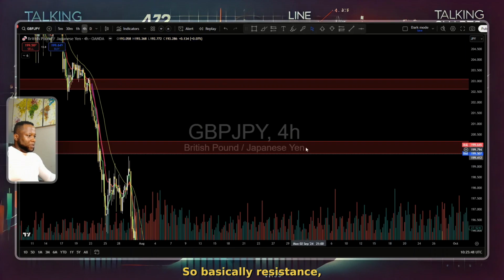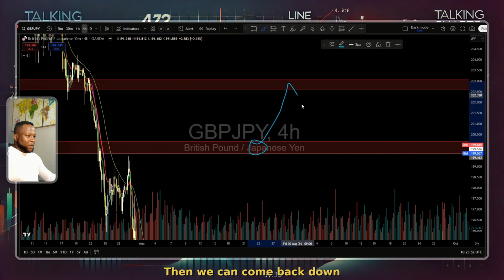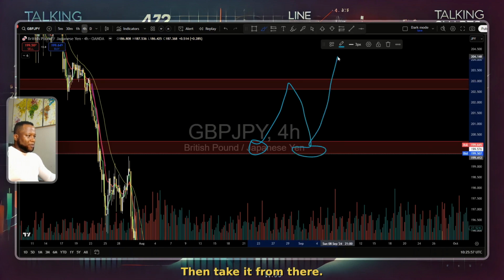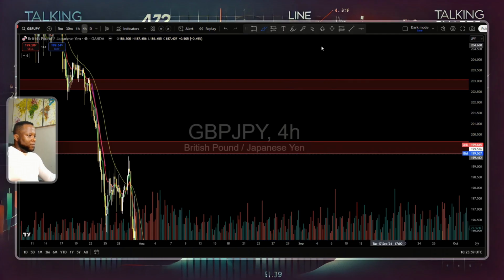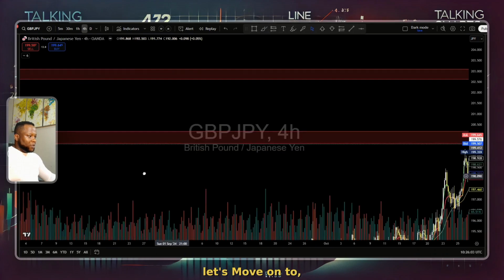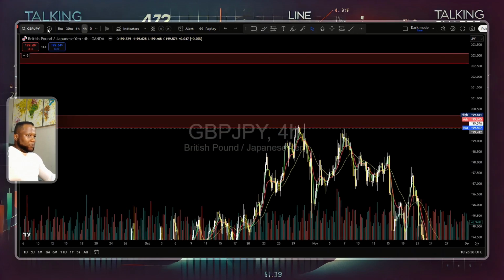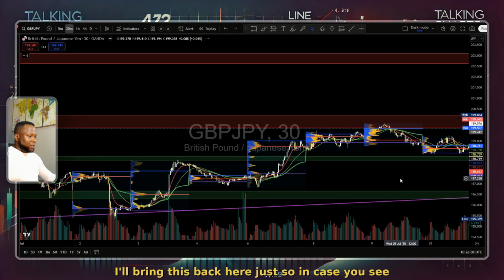So basically resistance above this, then we can come back down and retest this resistance and support, then take it from there. Okay, so that's what I have for the pound JPY. Let's move on to, I'll bring this back here just in case you see that.